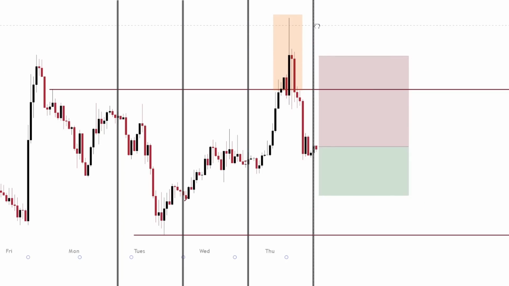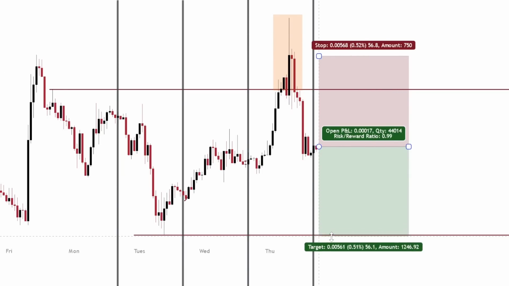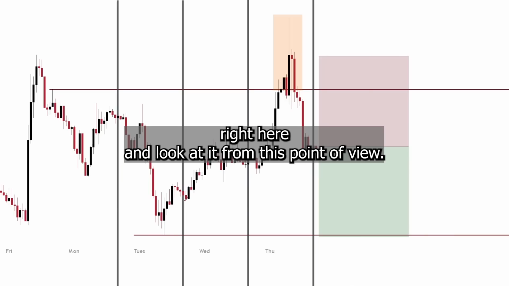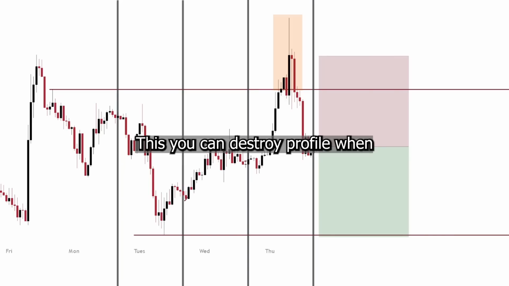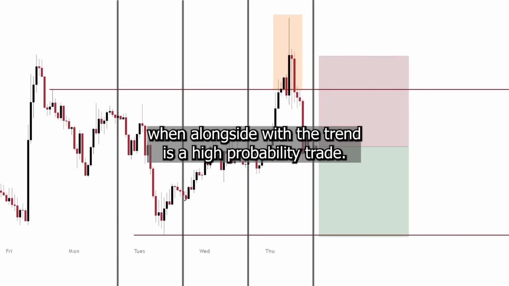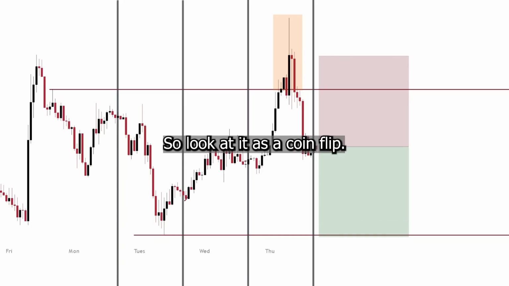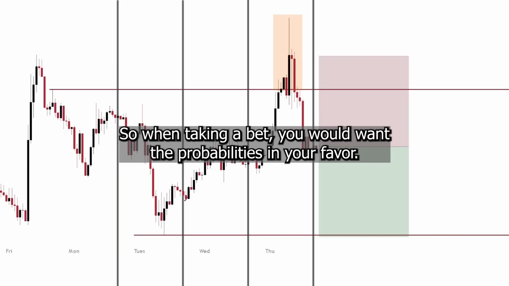As amateur as this looks, you can always just take a one-to-one trade right here and look at it from this point of view. The seek and destroy profile, when alongside with the trend, is a high probability trade. By high probability, I mean 60% and above. So look at it as a coin flip, and every trade is a bet.